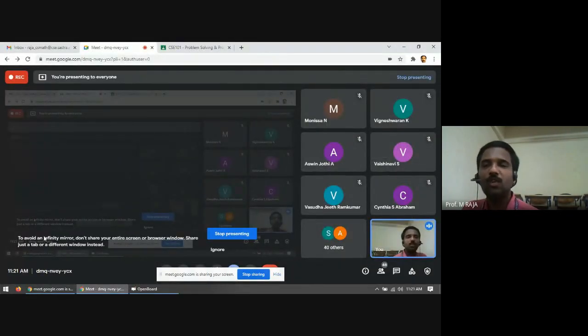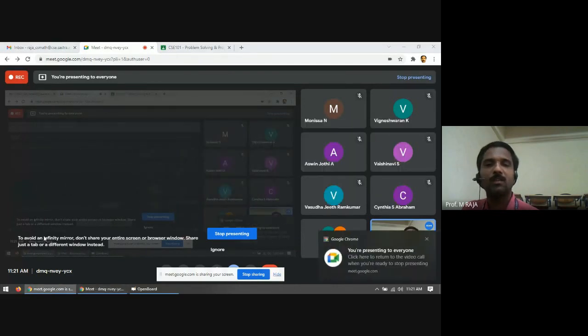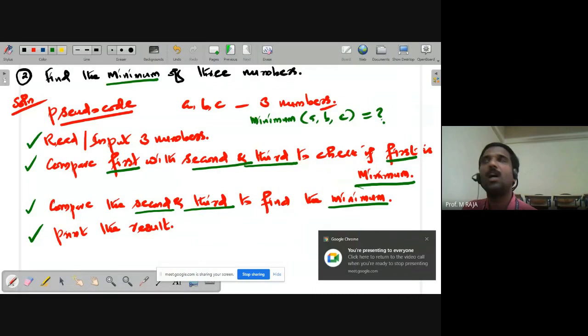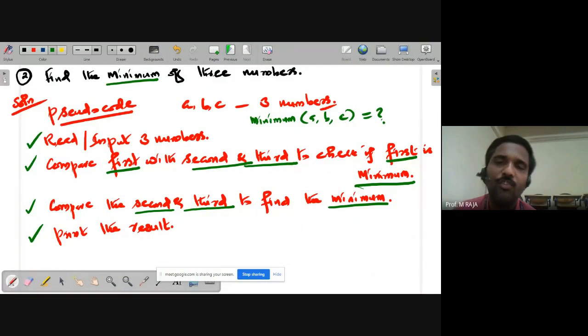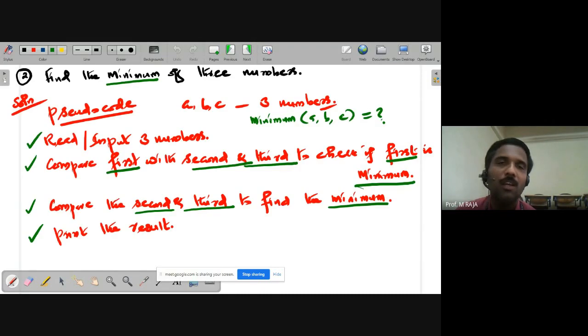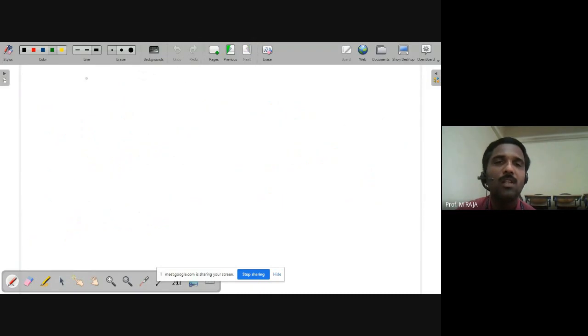Once the pseudocode is over, you can go for writing the algorithm or you can construct the flow chart, whichever is easier to use. Pseudocode writing is not necessary, but you can write the algorithm and a flow chart, that is necessary. For example, here we would like to construct a flow chart.